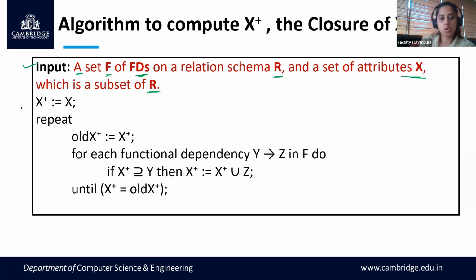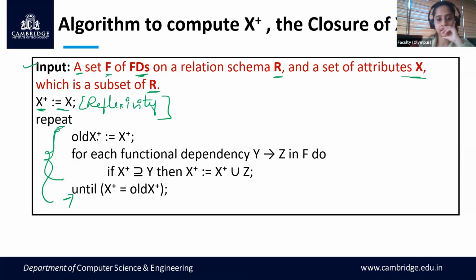Obviously, I need some attributes of the relation, then only I can derive a functional dependency. Now, when do you call X plus a closure? First, X plus is equal to X. This is reflexivity. I just forgot to write this. Now, this statement should be repeated until this point. Old X is equal to X plus. Already I have X plus here, so that is the new X plus.